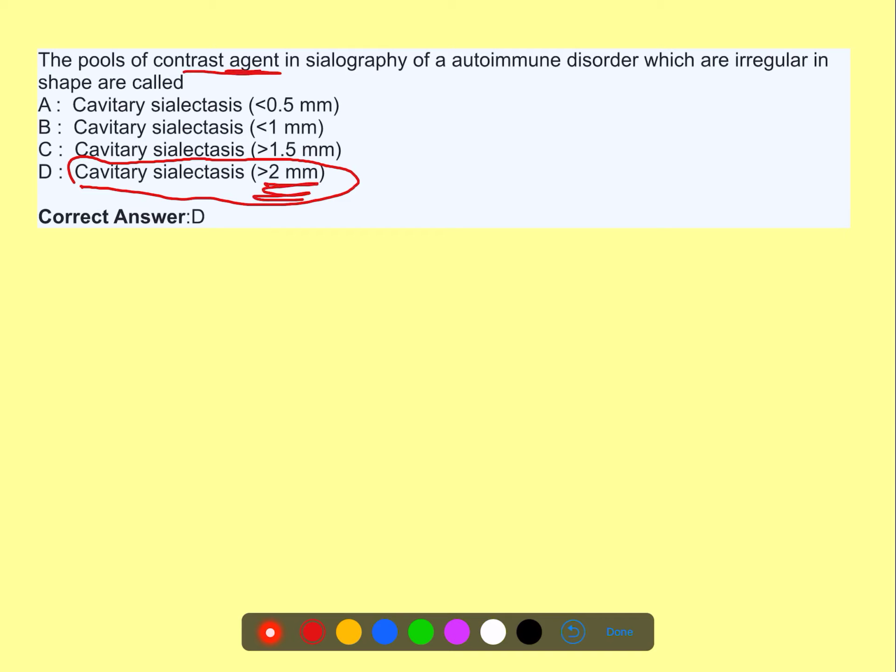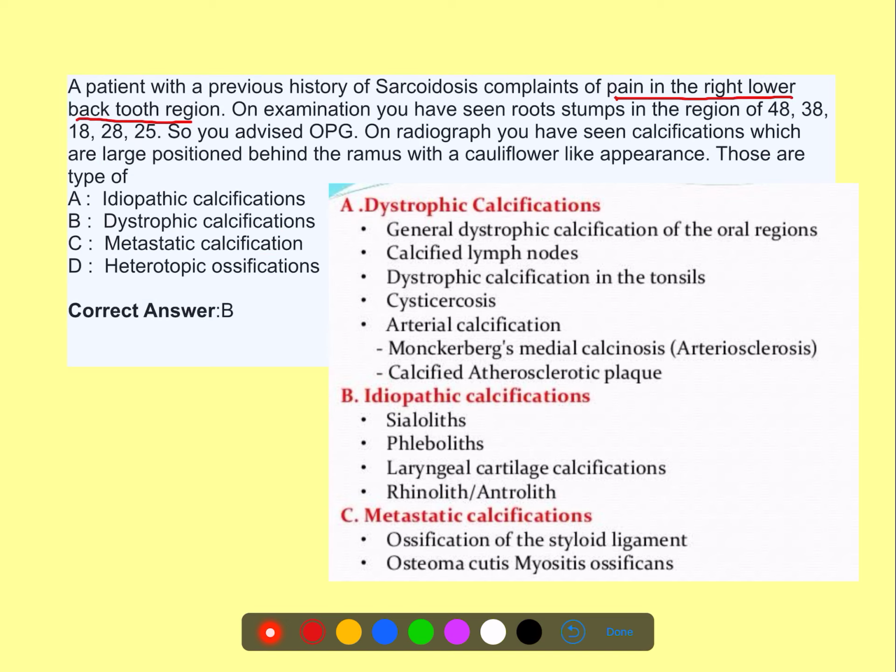This is a clinical scenario based question. A patient with a previous history of sarcoidosis complains of pain in the lower right back tooth region. On examination, you see root stumps in the region of 48, 38, 18, 28 and 25. As many teeth are involved, you advise the patient to go for an OPG. On the OPG, you see calcifications near the ramus with a cauliflower-like appearance, and you have to identify which type of calcifications these are. Note the previous history of sarcoidosis.